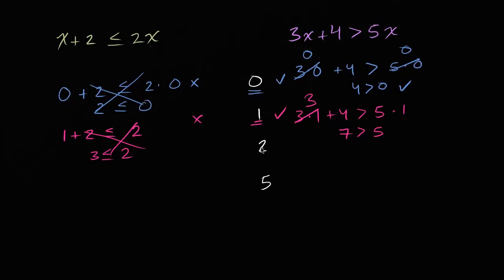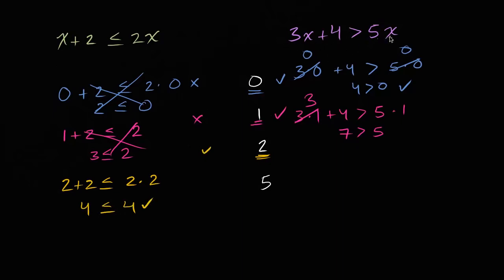Now let's go to the 2. And I know it's getting a little bit unaligned, but I'll just do it all in the same color so you can tell. So let's try out 2 here. So 2 plus 2 needs to be less than or equal to 2 times 2. So 4 needs to be less than or equal to 4. Well, 4 is equal to 4, and it just has to be less than or equal. So this satisfies this inequality.